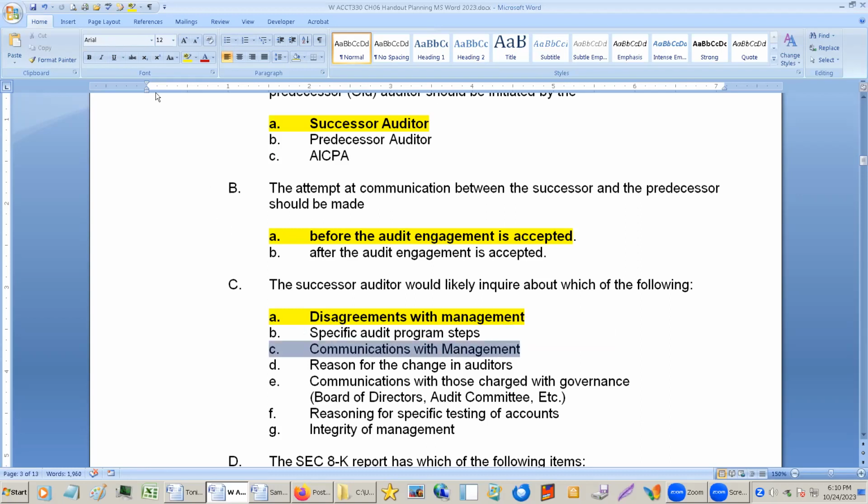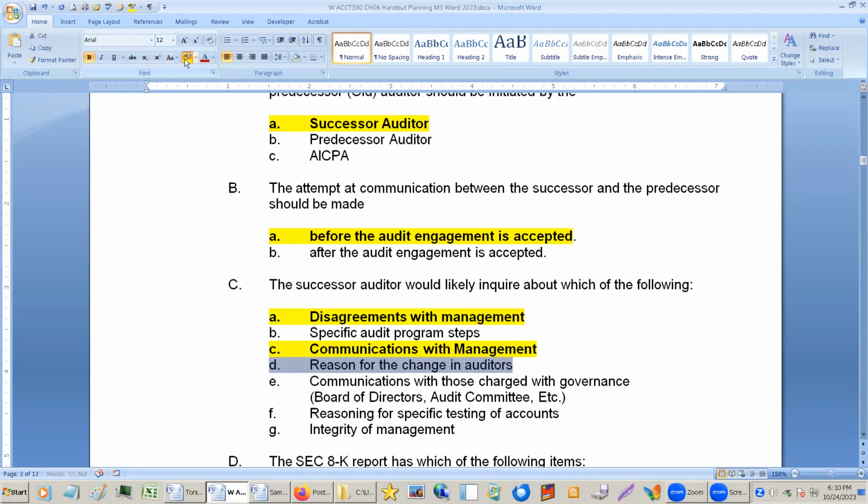Yes. Yeah, you're right. It's yes. Any regular communications with management? You might even ask them, who do you actually talk to? Because sometimes it's not exactly clear who you should talk to. D is an interesting one.